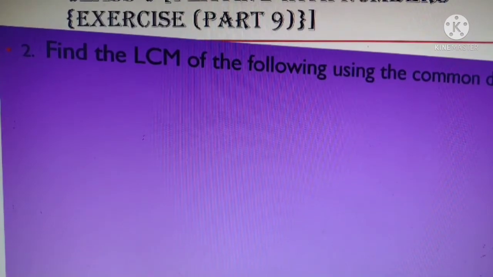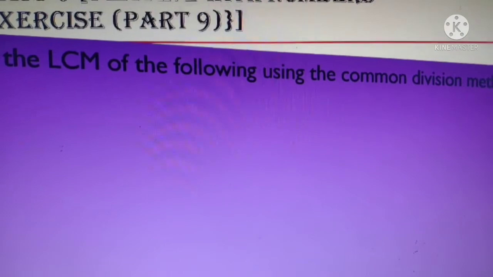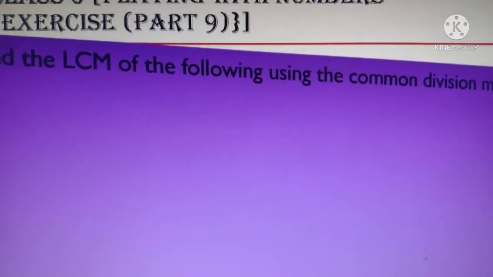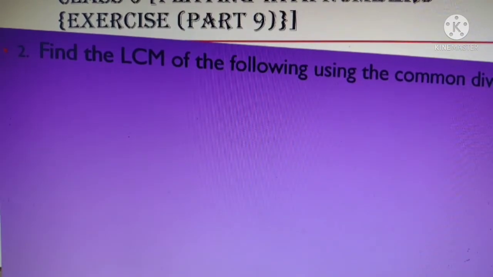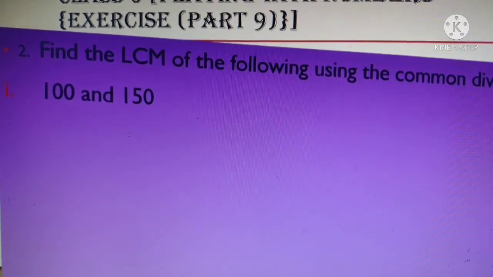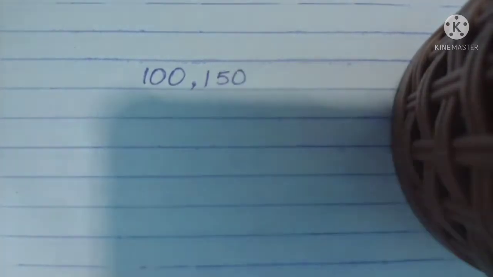As you can see, the next question is: find the LCM of the following using the common division method. By the division method, you will find the least common multiple of the given numbers. The first numbers are 100 and 150. So let's find their LCM. First of all, we will write the numbers. So these were our numbers.